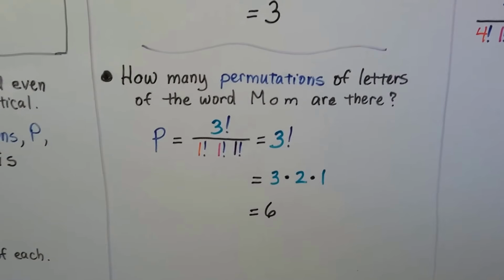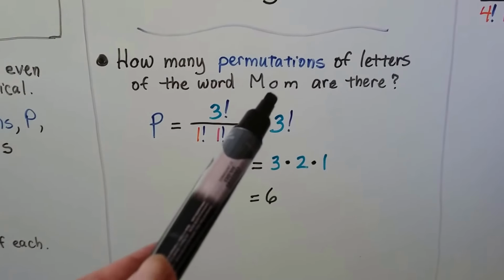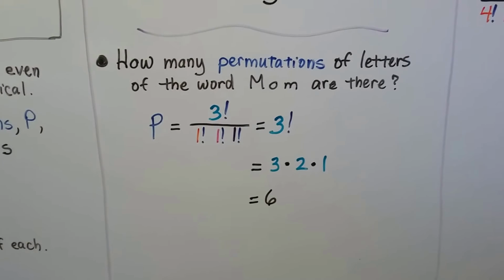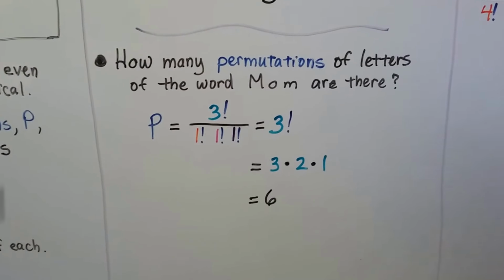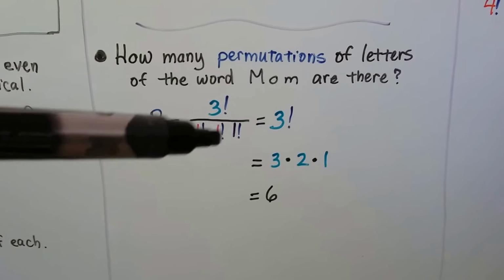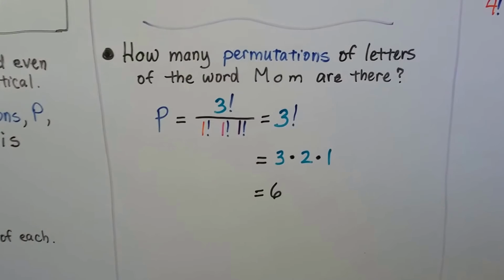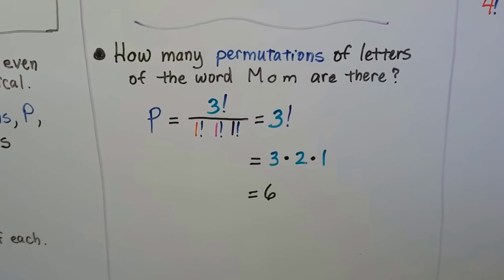How many permutations of letters of the word Mom are there? Now we have a capital M, a lowercase o, and a lowercase m, so they're all different. We have 3 factorial over 1 factorial times 1 factorial times 1 factorial. We have 3 objects, but all 3 objects are different. That gives us 3 factorial, which is 3 times 2 times 1, which equals 6.